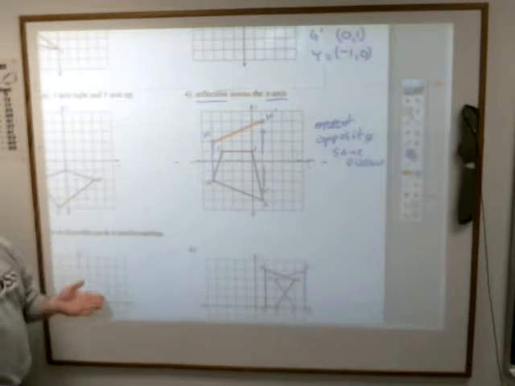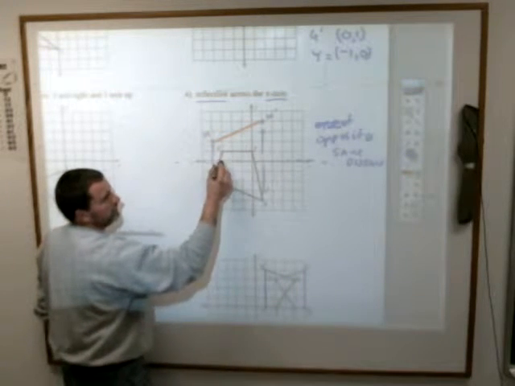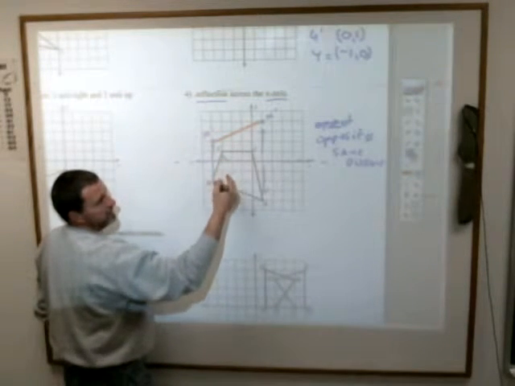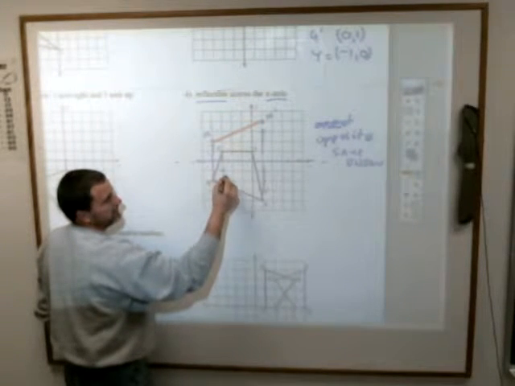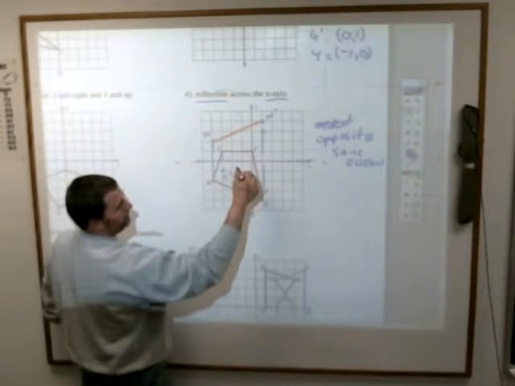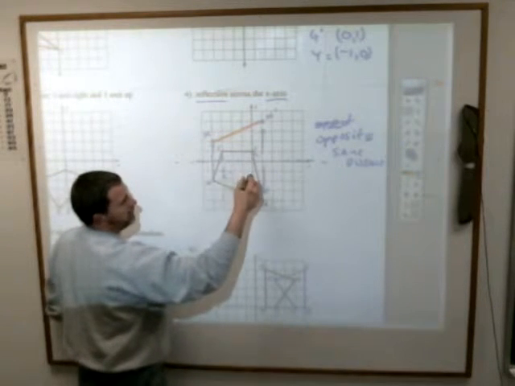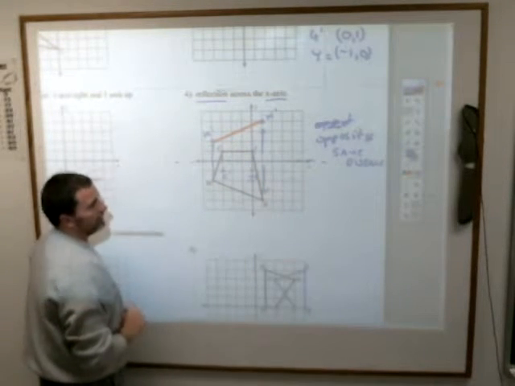Okay. Point C is 1 unit up that way, so in order to find the new point, you have to go 1 unit down in the opposite direction. That's C prime. And the same thing with J. J is 1 unit up there, so you go 1 unit down. That's J prime right there.